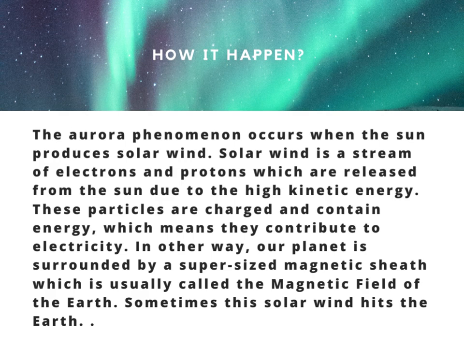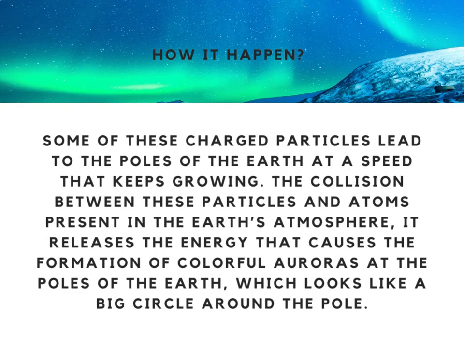Then, some of these charged particles lead to the poles of the Earth at a speed that keeps growing. Collision between these particles and atoms present in the Earth's atmosphere releases energy that causes the formation of colorful auroras at the poles of the Earth, which look like a big circle around the pole.